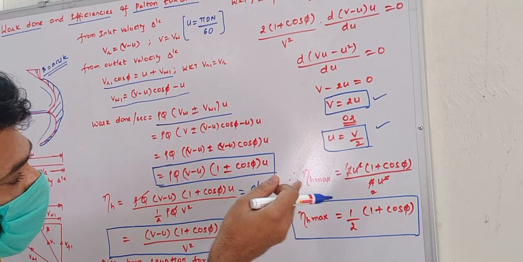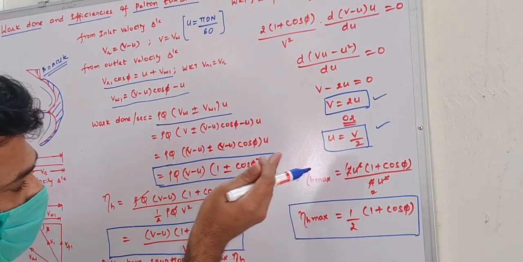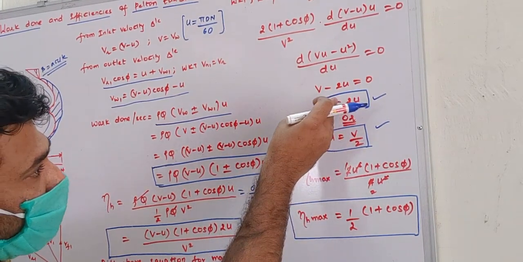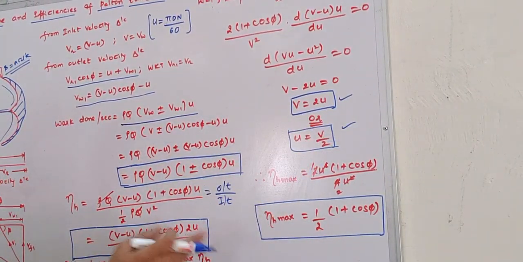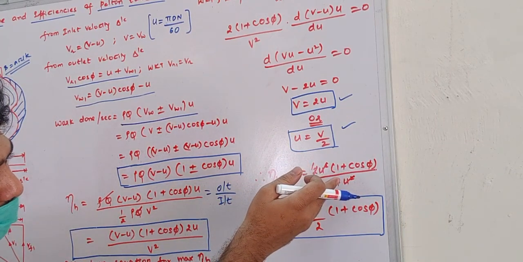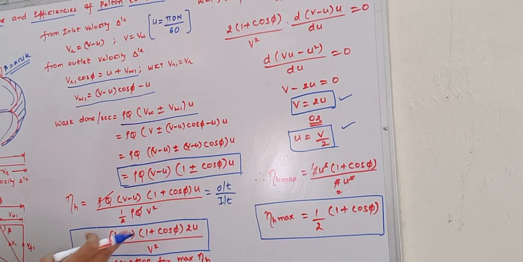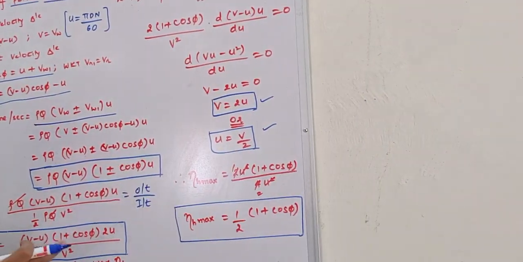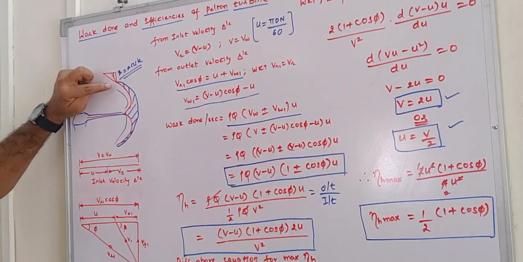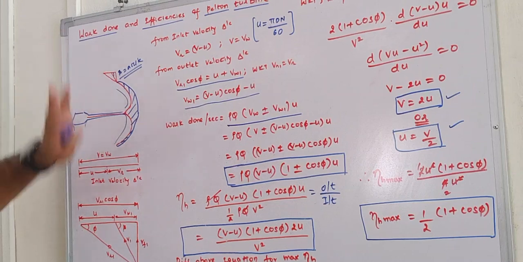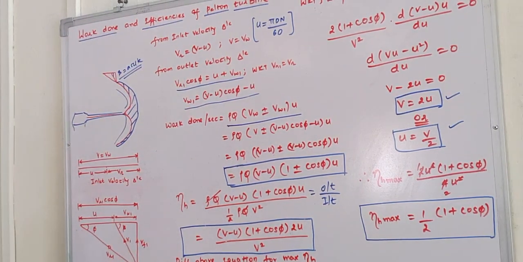Now, to define the maximum hydraulic efficiency, we will substitute either V equal to 2 times U or U equal to V by 2 in this equation. After solving this, if you can observe here, I substituted V as 2 times U in this equation. After that, I got this equation where the maximum hydraulic efficiency is equal to half into the bracket 1 plus cos of phi. What is phi here? Phi is the vane angle at the exit. Okay, so this is the hydraulic efficiency of the Pelton turbine.